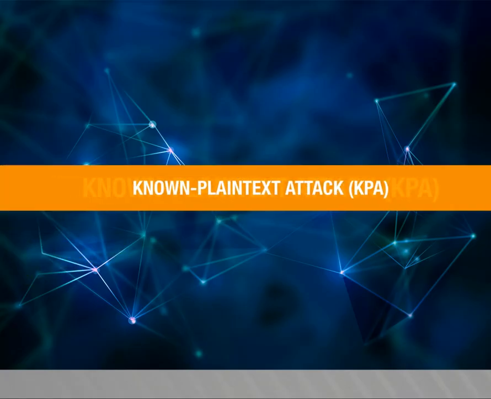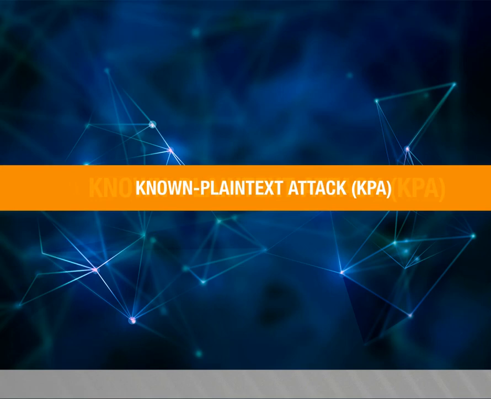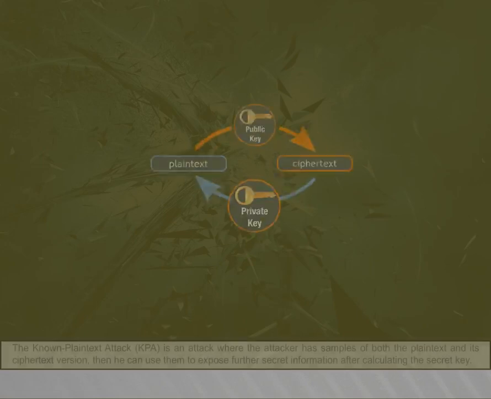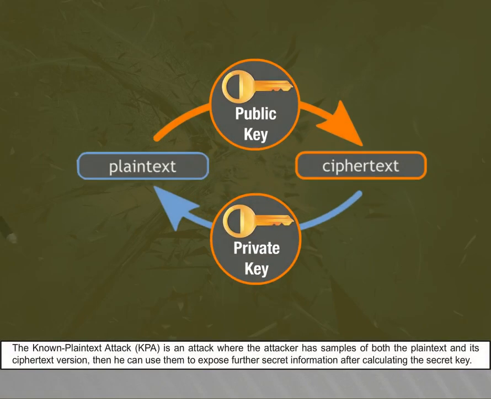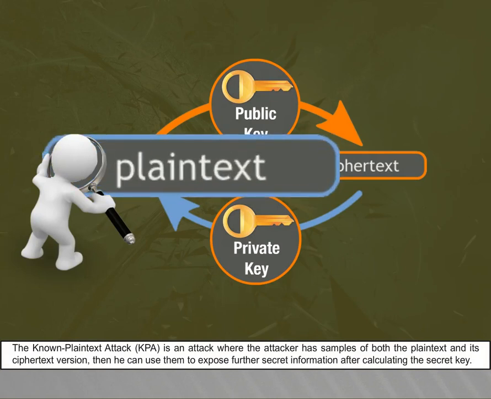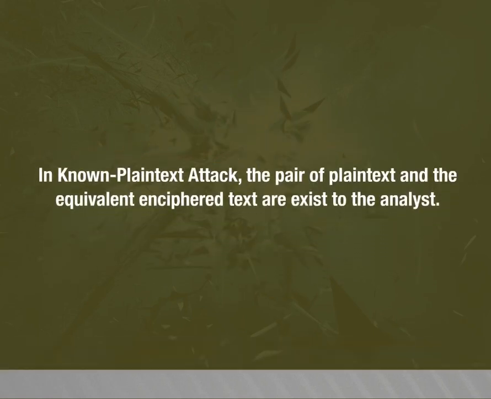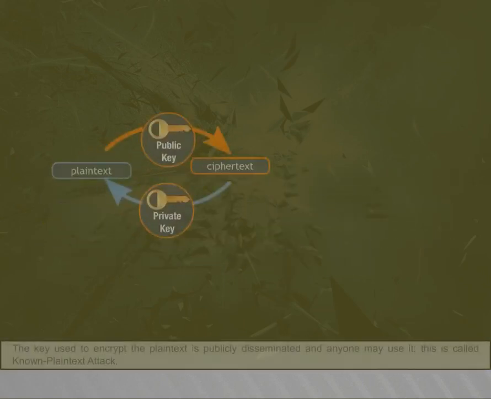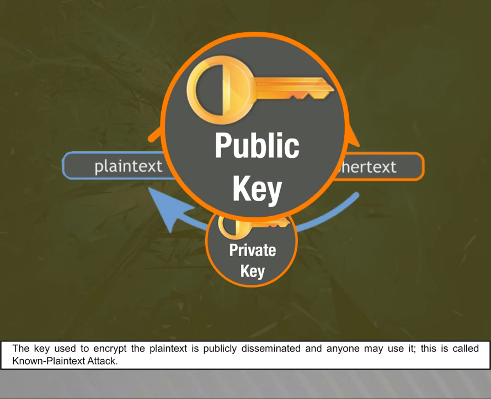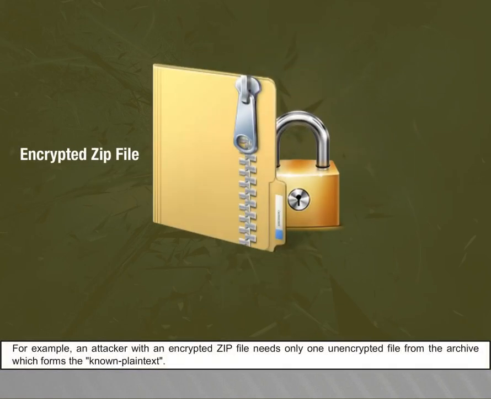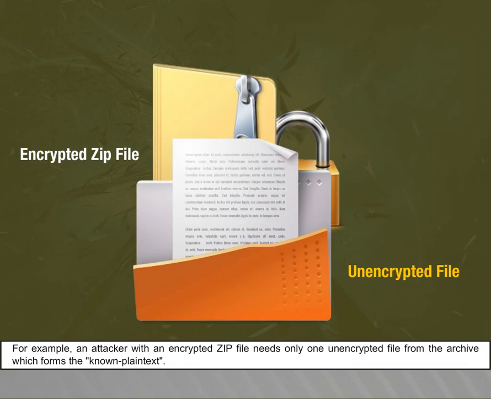Known plaintext attack, KPA. In this video, we are going to learn about the known plaintext attack. The known plaintext attack is an attack where the attacker has samples of both the plaintext and its ciphertext version, then he can use them to expose further secret information after calculating the secret key. In a known plaintext attack, the pair of plaintext and equivalent enciphered text are available to the analyst. For example, an attacker with an encrypted zip file needs only one unencrypted file from the archive, which forms the known plaintext.